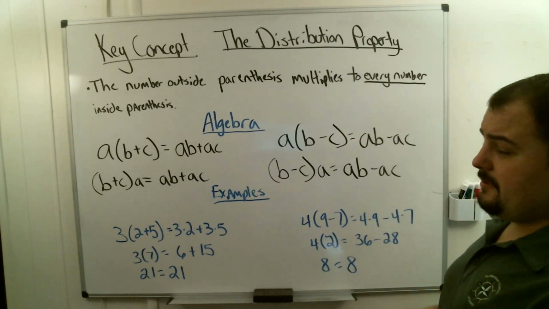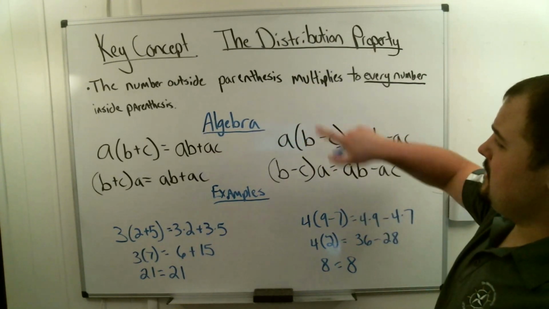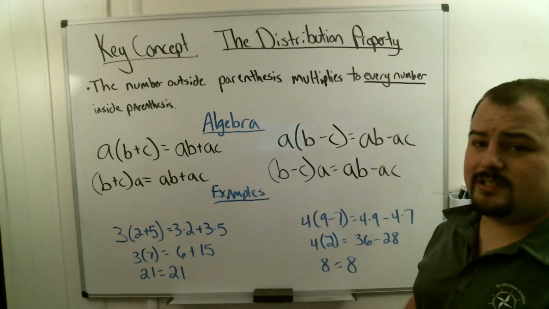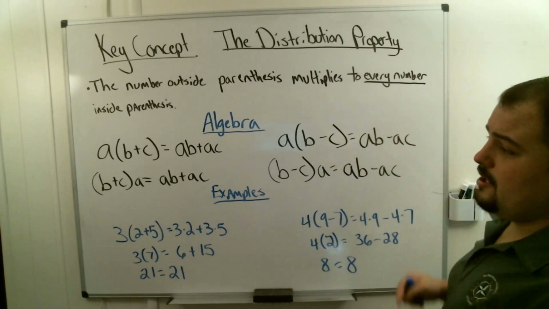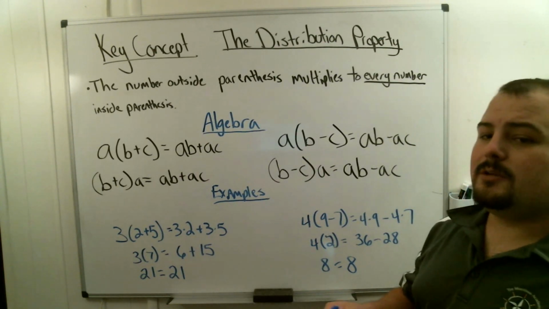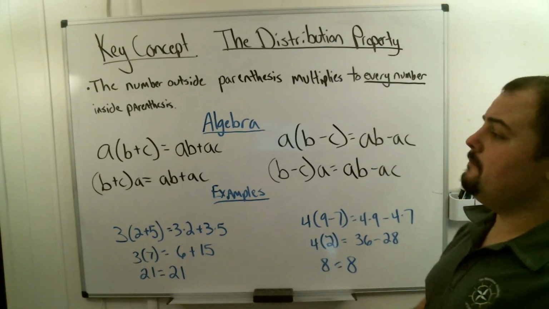The distribution property really means this: the number that we have outside parentheses is actually going to multiply to every number inside the parentheses. I did underline the words every number because sometimes we have more than 2 numbers inside parentheses, and we need to make sure that the number that's outside goes to every single one inside.